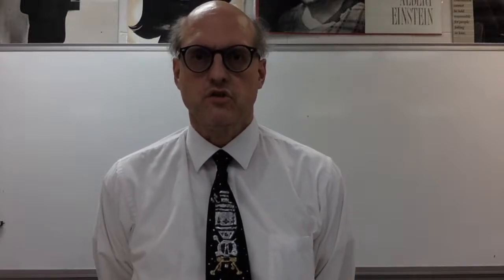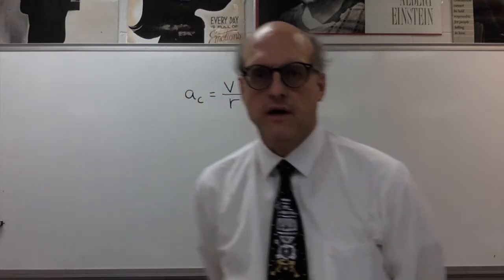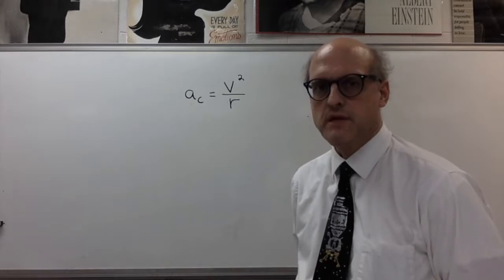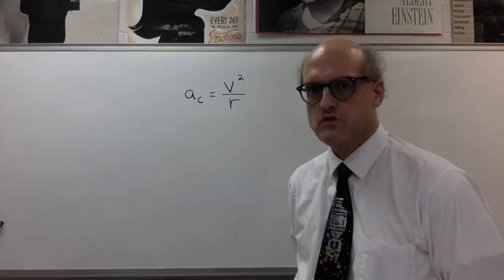Uniform circular motion. When an object travels in a circle at a constant speed, it's accelerating, and the direction of its acceleration is inward, and its value is given by the equation v squared over r, where v is the speed of the object and r is the radius of the circle.